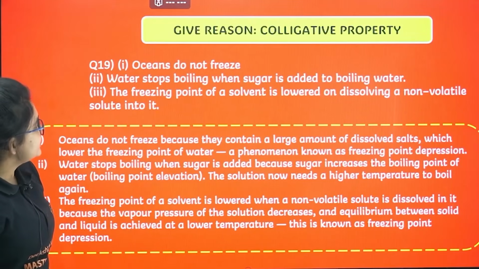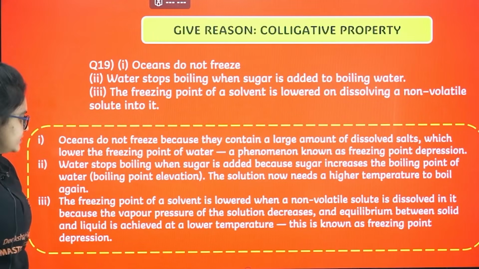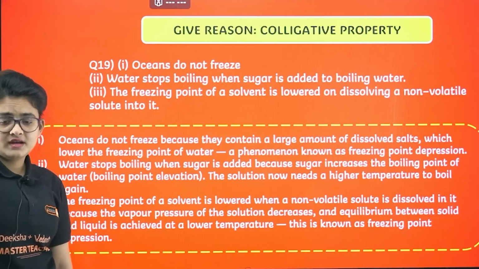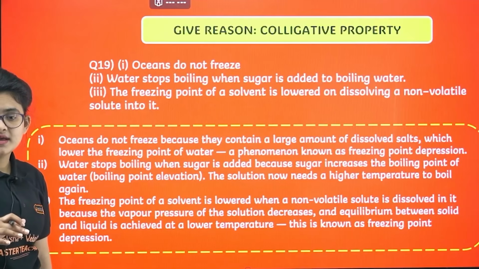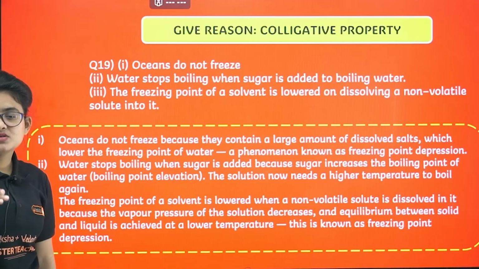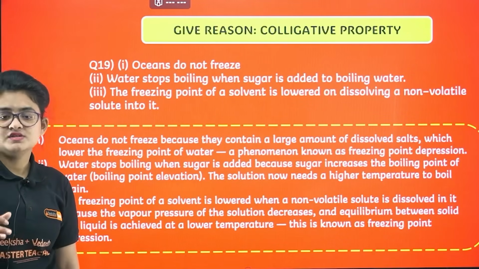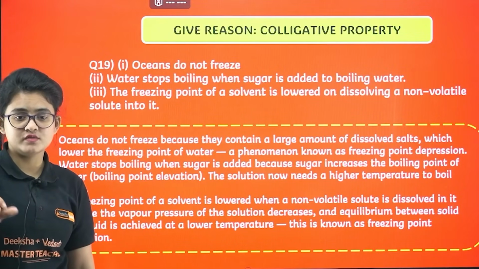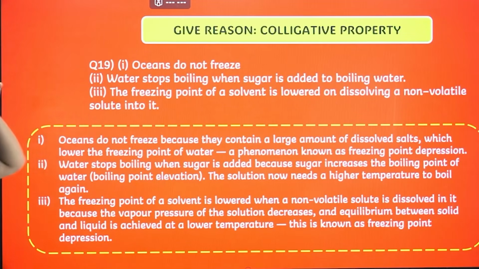Next, the freezing point of a solvent is lowered on dissolving a non-volatile solute in it. Again the same thing: the freezing point is lowered when any kind of non-volatile solute is added, because the vapor pressure decreases. As the vapor pressure decreases, the equilibrium between the solid and liquid is achieved at a lower temperature. That is called freezing point depression, which we observe as a colligative property. I guess it's clear to you. You can see the answer from here as well. Let's proceed.